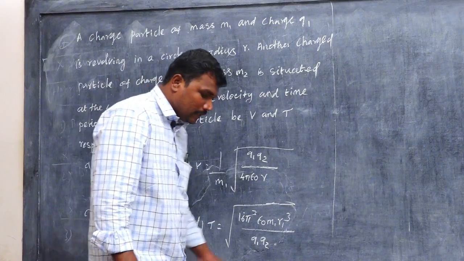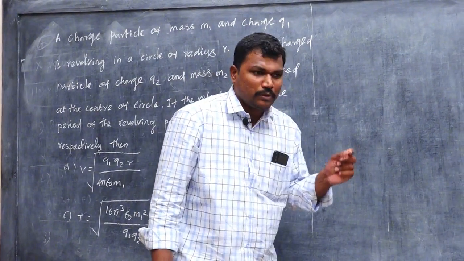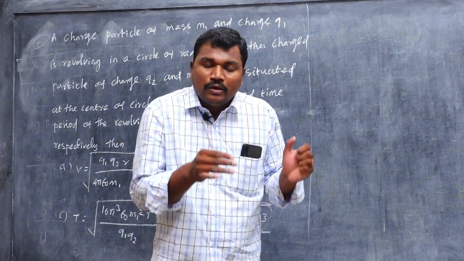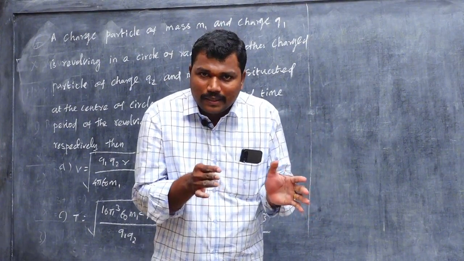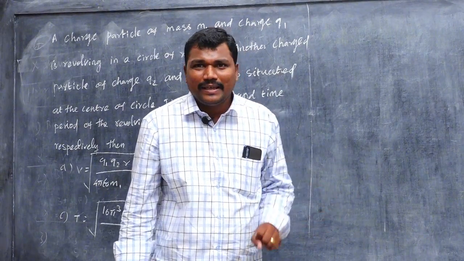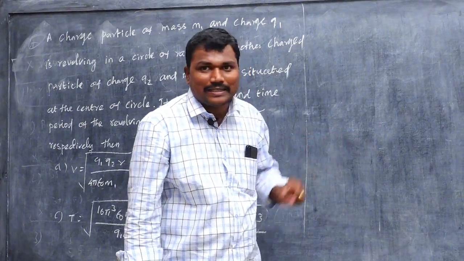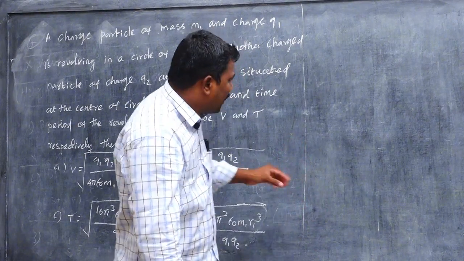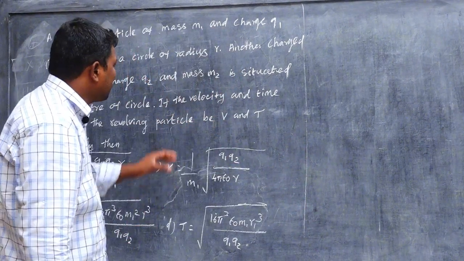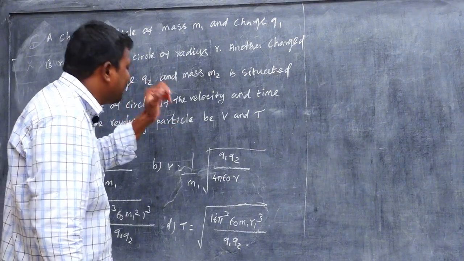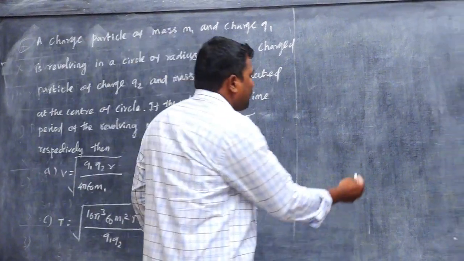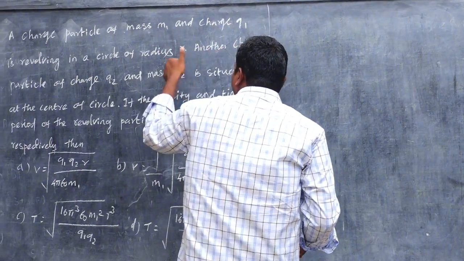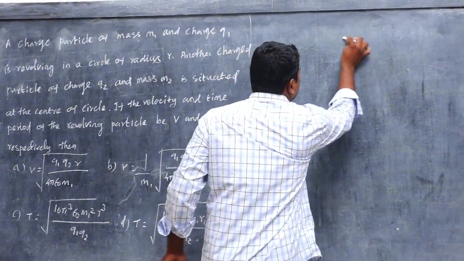Many students struggle with physics numerical problems because they do not understand the concept. So in this problem, what values are given? First, a charged particle of mass m1 and charge q1 is revolving around a circle of radius r.